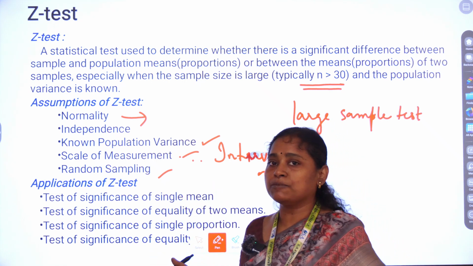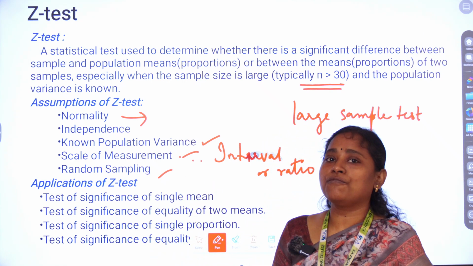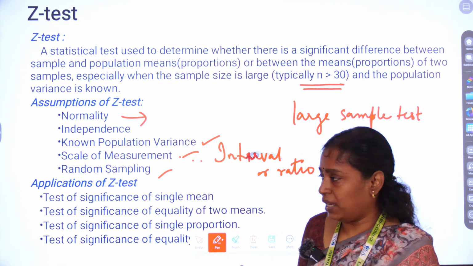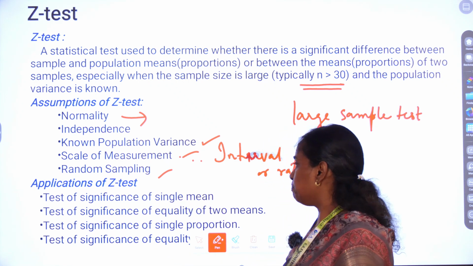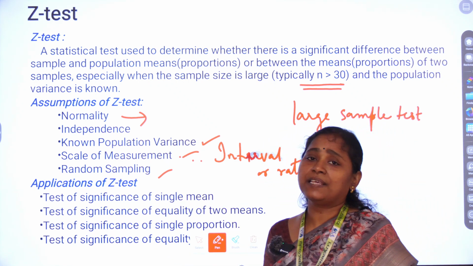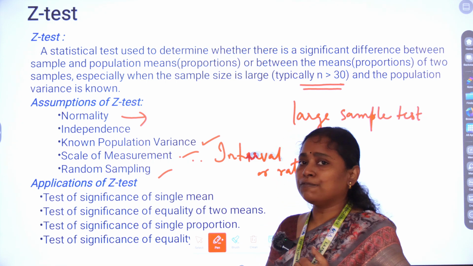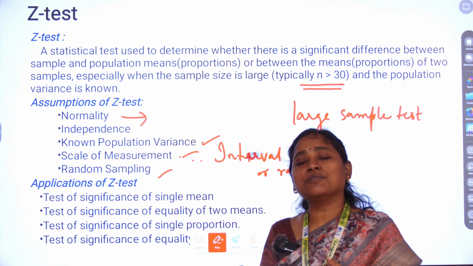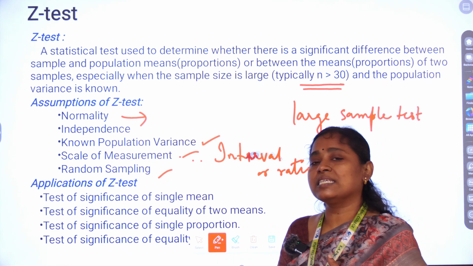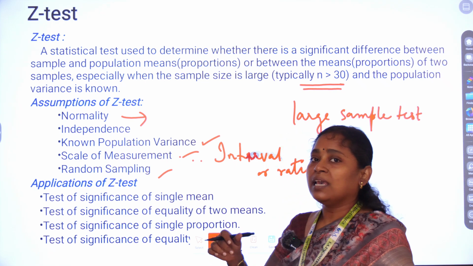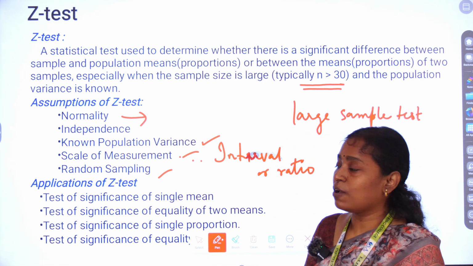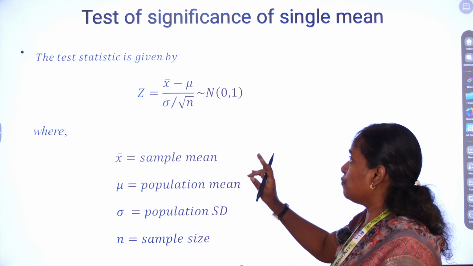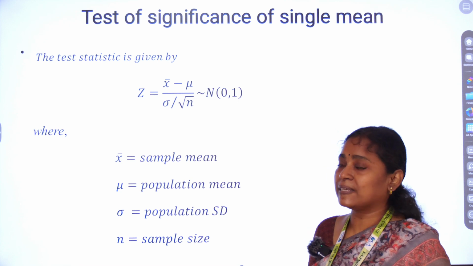If any of these assumptions are violated, then you should go for another test, for example the T test, which might be most appropriate. The next is applications of Z test. There are 4 applications of Z test. The first one is test of significance of single mean. The next one is test of significance of equality of 2 means. Next one is test of significance of single proportion, and the last one is test of significance of equality of 2 proportions.